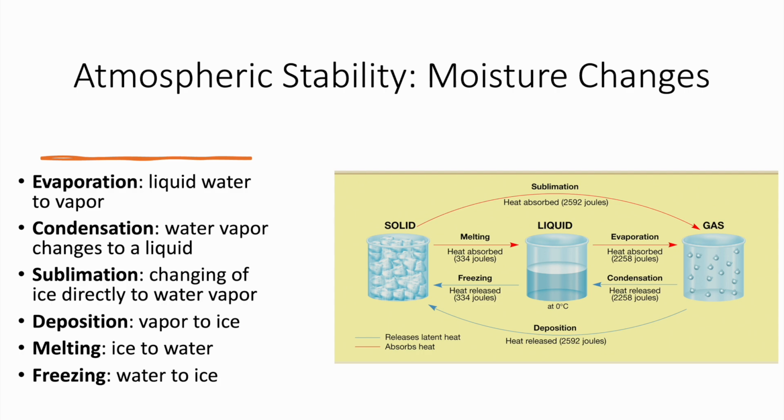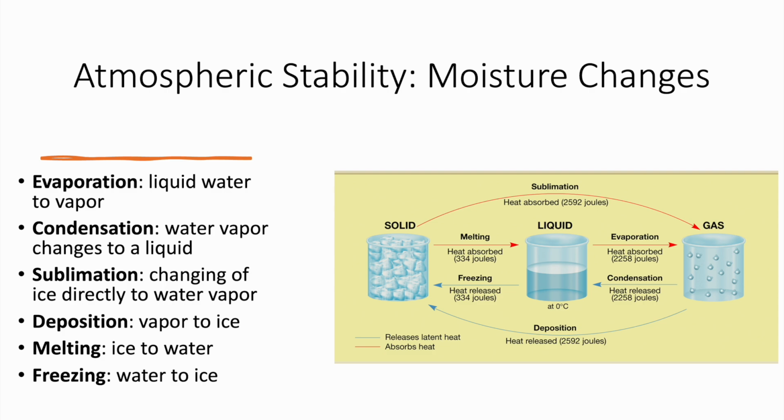Also, still related to atmospheric stability are moisture changes. You probably saw this in science class years ago. Talking about water, going from a solid state to a gaseous state is called sublimation. Going from a gas state to solid is deposition. It's pretty rare that these will happen. You can usually associate this with dry ice, which goes from a solid state to a gaseous state, which is why you want to be careful when you're transporting dry ice in an aircraft. Going from a solid state to liquid is melting, liquid to gas is evaporation, gas to liquid is condensation, and liquid to solid is freezing.